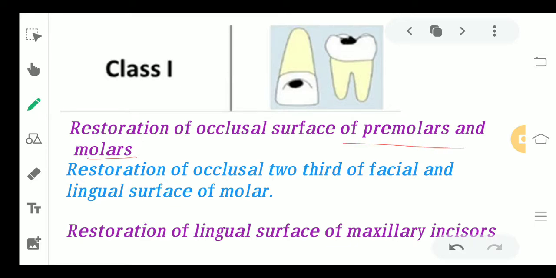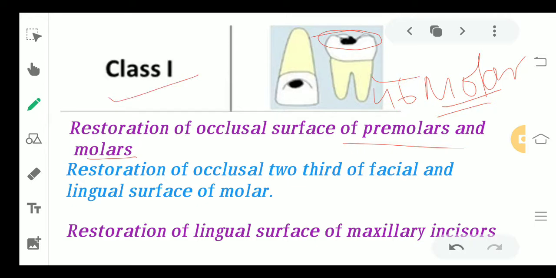Now imagine, with all your senses open, I want you to imagine what I'm saying. For example, this is your molar. Consider this to be your first molar, for example tooth number 46. Now, if the patient comes to you having caries on the occlusal surface only of the molar, then you're going to make a class 1 cavity in that particular tooth. This class 1 is going to be for molars and premolars which are having caries on the occlusal surface.